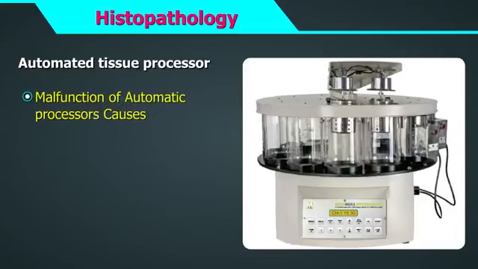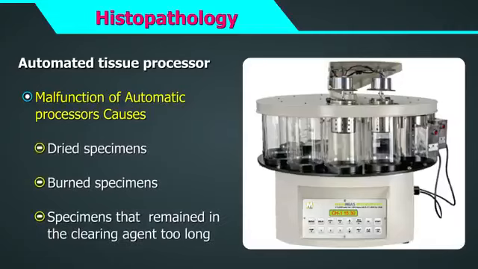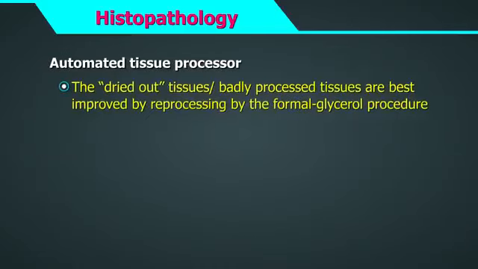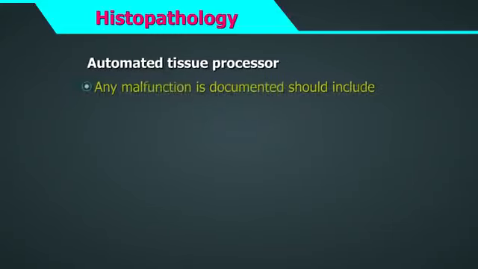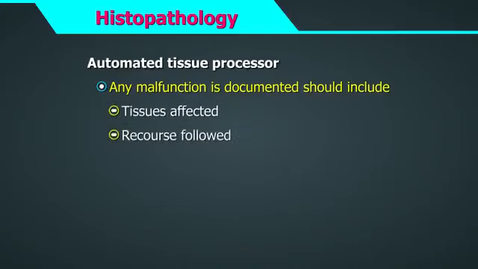Automatic processors can malfunction. Problems arising from this include dried specimens, burnt specimens, and specimens that have remained in the clearing agent for too long. The dried out tissues or badly processed tissues are best improved by reprocessing by the formal glycerol procedure. Any malfunction in the processing shall be documented by the technician with the cognizance of the histopathologist. Such documentation shall also include the tissues affected, the recourse followed, and the action taken.